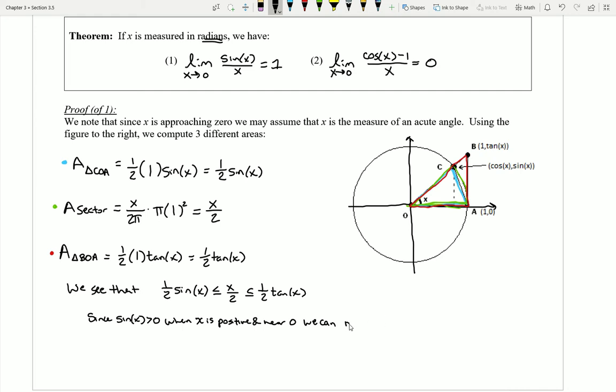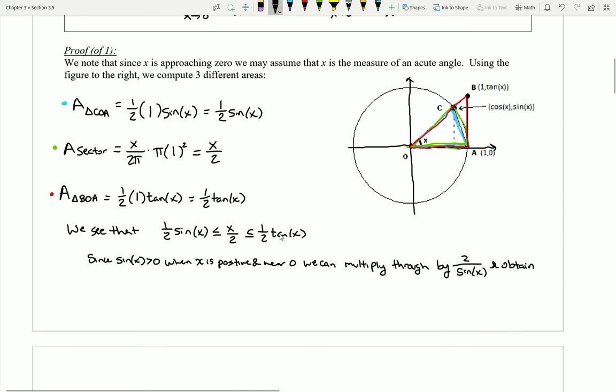we can multiply through by 2 over the sine of x and obtain the following. So I'm going to go to this inequality right here, and I'm going to multiply everything by 2 and divide everything by the sine of x.